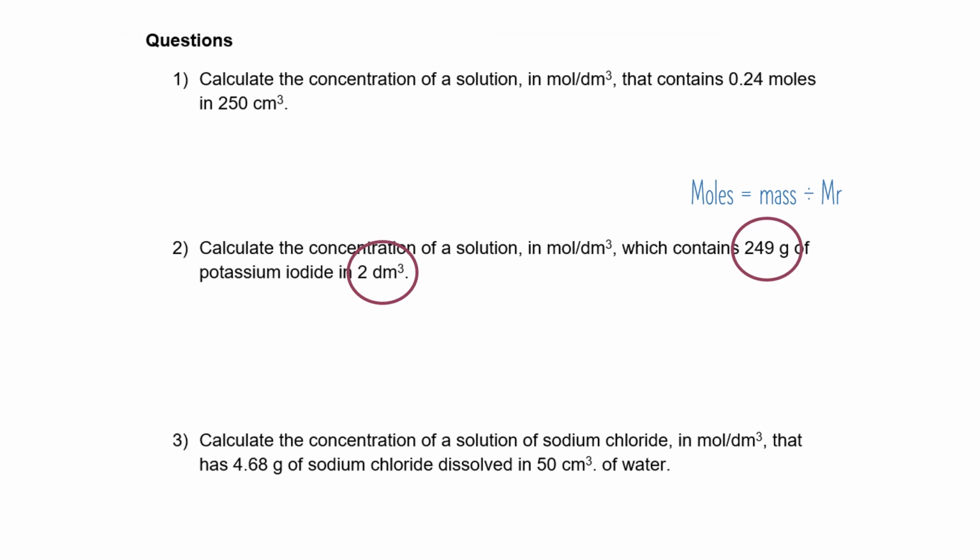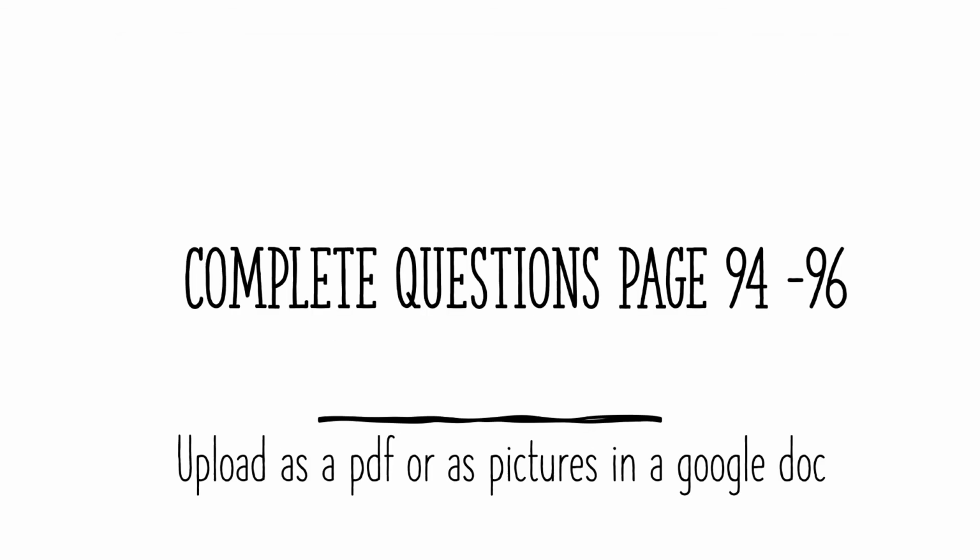And then in question 3, you can see that calculate the concentration of a solution of sodium chloride, NaCl, in moles per decimeter cubed that has 4.68 grams of sodium chloride dissolved in 50 centimeters cubed of water. So you've got to do step 1, convert the grams to moles, but in this one, the volume is okay. So make sure you check these all really, really well before you get going. Okay, so complete page 94 to 96. Take your time. Look out for if you've got to convert to moles or not. Look out for your volume to make sure it's in the right units. And remember, you're looking for concentration in each of these. So your unit at the end should be moles per decimeter cubed.